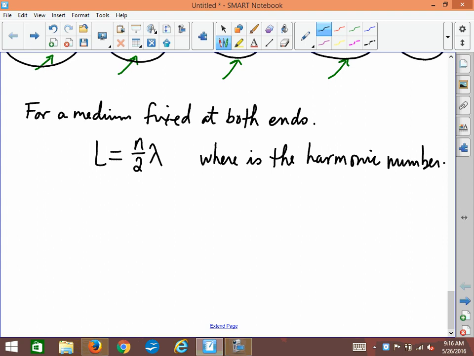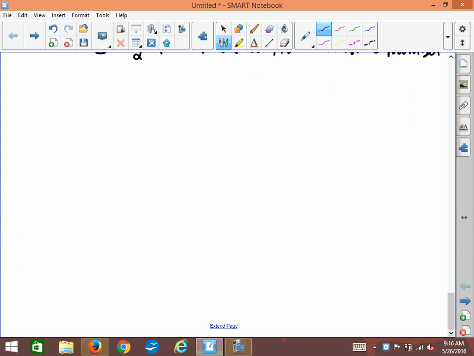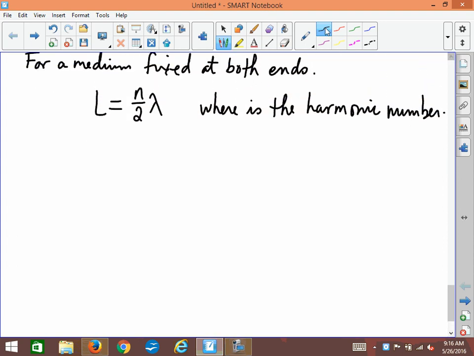So let's see what we can do with this. Let's do a couple of examples. Let's say we have an example. A string is 2 meters long.